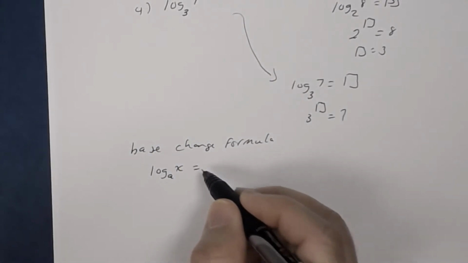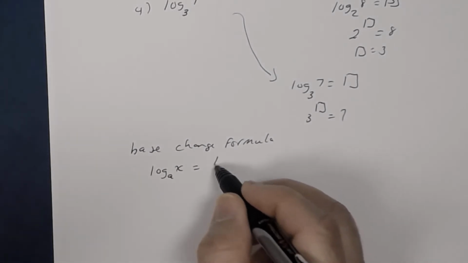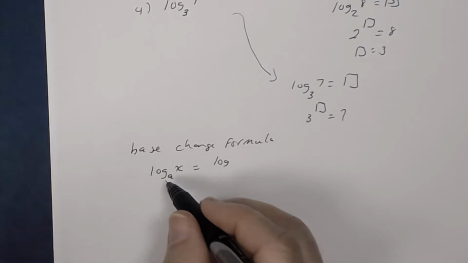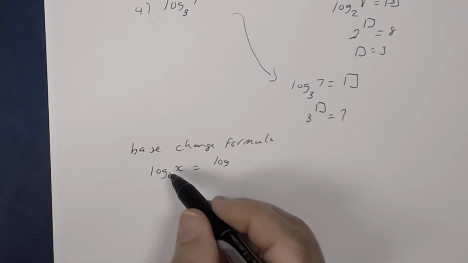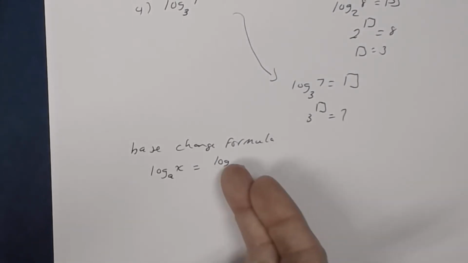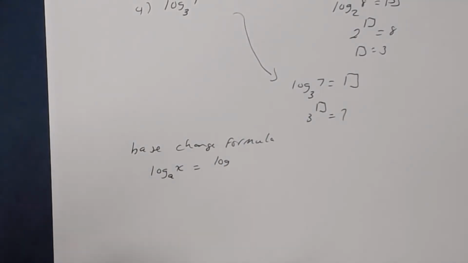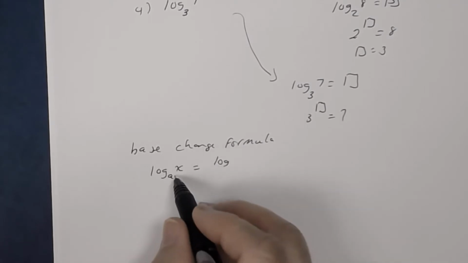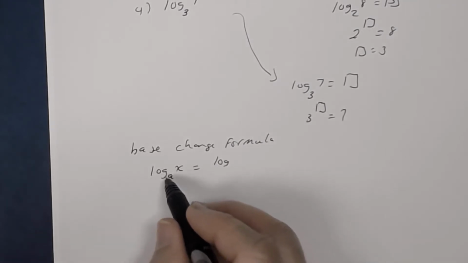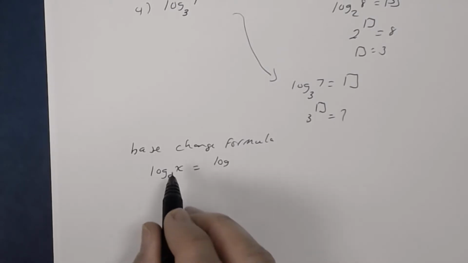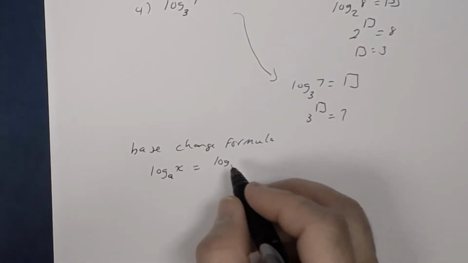Now here's what the base change formula says though. You're going to say that's going to equal the log. Now remember, you want to change this to a new base, a different base. So the base change formula says I can take any base and change it to another base. So there's going to be an infinite number of possibilities here. I can change this base to any other base, and here's what you do.